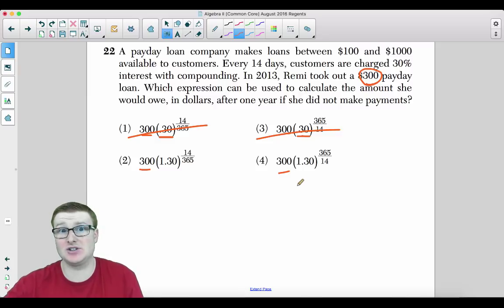Let me tell you something. If interest was decreasing, I'd be taking out loans left and right because then I would not be paying. You wouldn't need to pay the banks back. So those two answers are wrong.